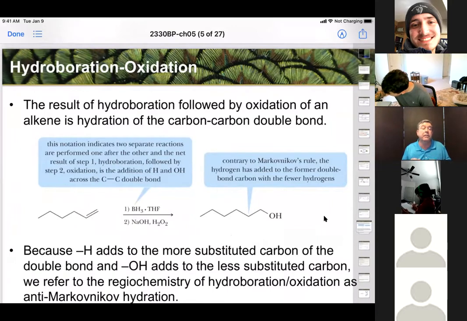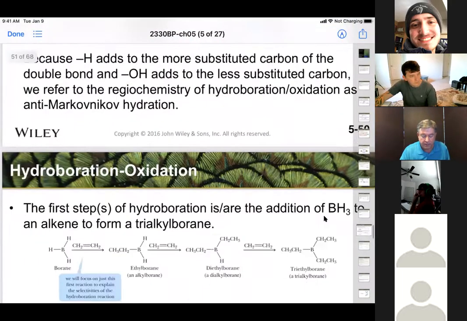So basically, instead of adding water across our double bond, we're going to add the borane, BH bond across that double bond. And it does something different than the other things. Then when we have that boron on that bond, we can oxidize that boron off and give us our alcohol. So in general, this goes in the reverse of what we saw. So we call that anti-Markovnikov hydration. Okay. So why does it work? Well, that's an important step here.